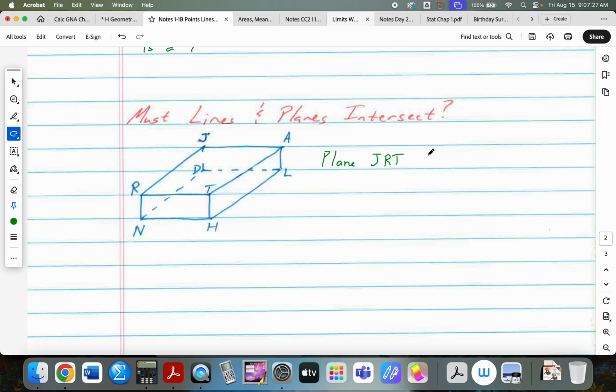So that's the top. So be careful. Students sometimes are so focused on those 3 letters. What other point does plane JRT include? A, yeah, it's the whole top. And then the bottom, let's call that plane HLD. Those do not intersect.